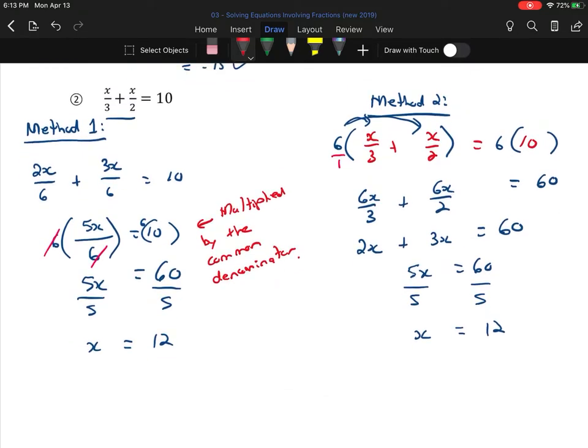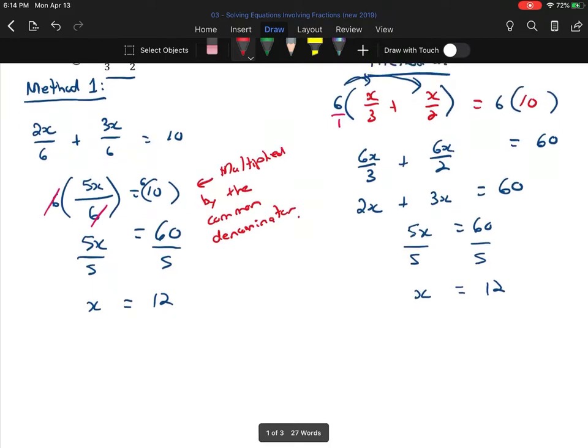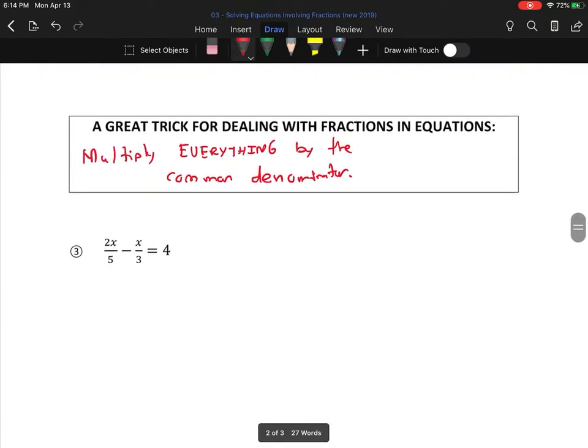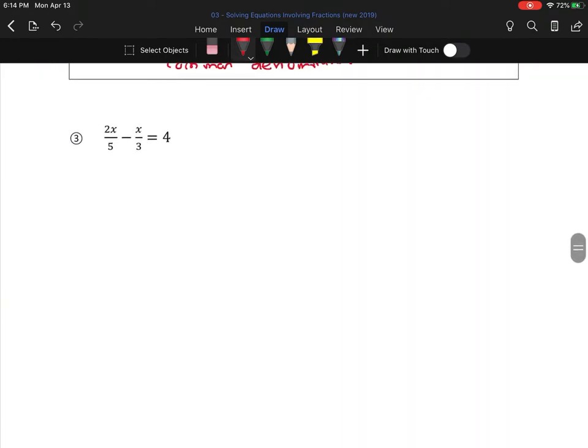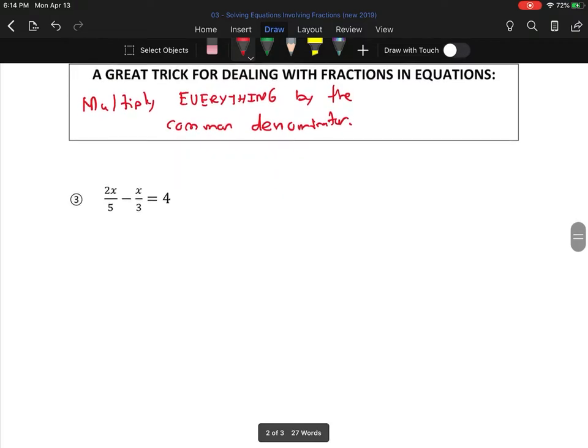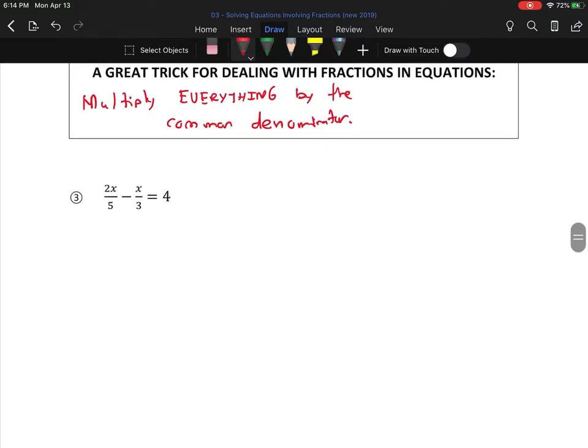Where does that idea come from? It came from this example, method 1, where after adding those two fractions together by using a common denominator, we ended up multiplying by the common denominator anyways. Why not do it straight up front and save yourself some fraction work? So there's two more examples here where I'm going to do exactly that. I'm going to multiply everything by the common denominator.